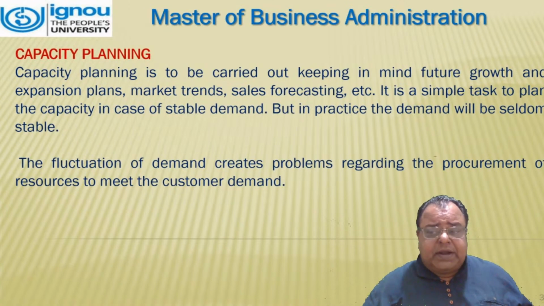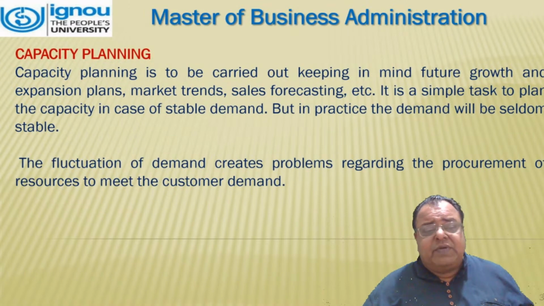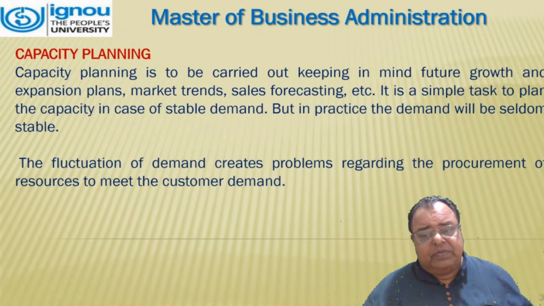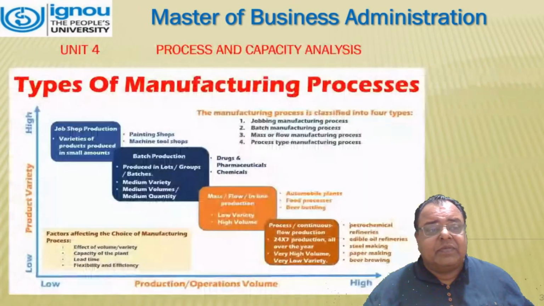It is a simple task to plan the capacity in case of stable demand. But in practice, the demand will seldom be stable. It is fluctuating. The fluctuation of demand creates problems regarding the procurement of resources to meet the customer demand.